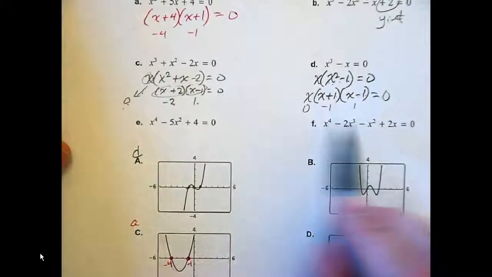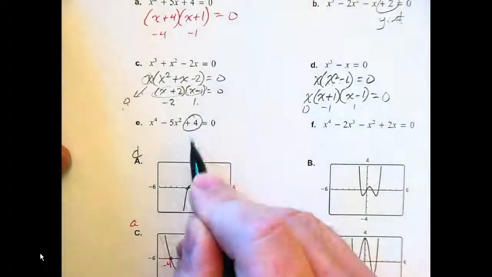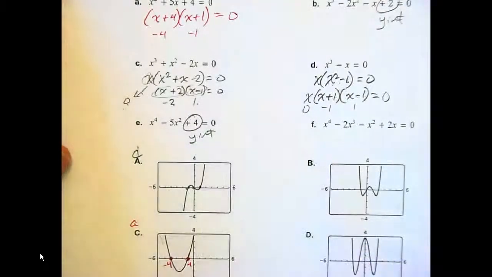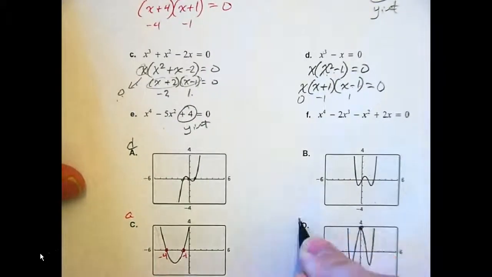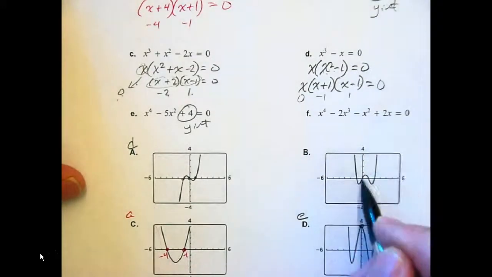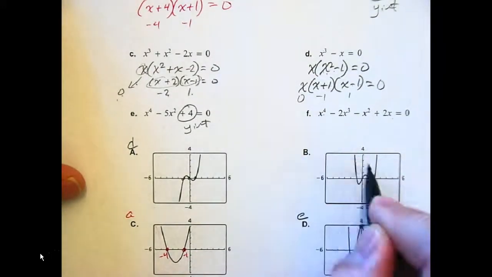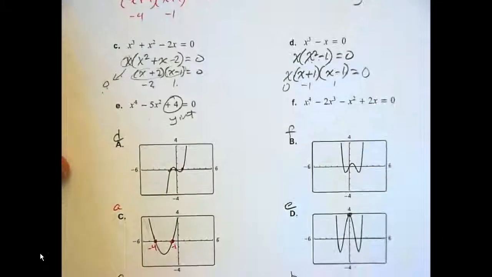And then when I look at the others, which other equation has a y-intercept? E does. It has a y-intercept of 4, and that y-intercept of 4 helps us out right here with graph D. Equation E goes with D, and by process of elimination, and the y-intercept is 0, 4th degree, that is equation F.